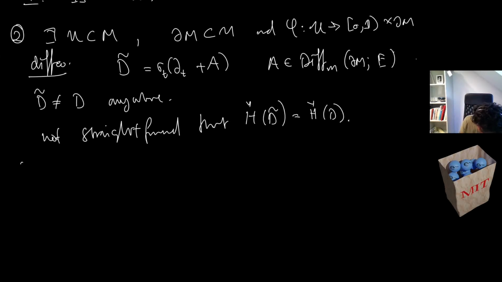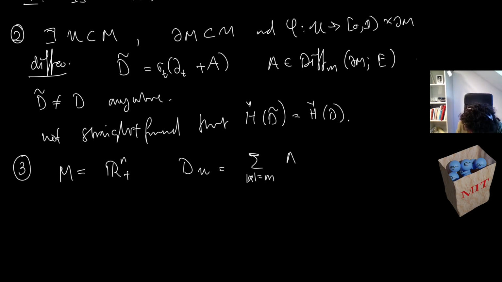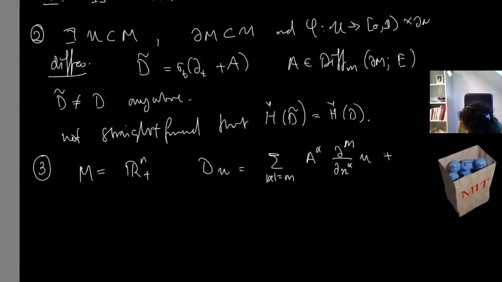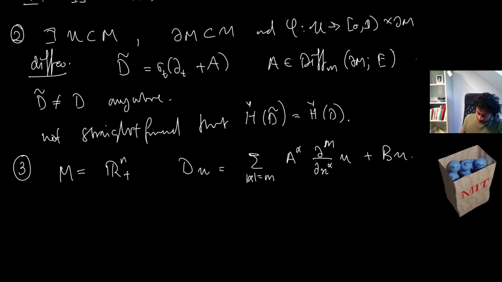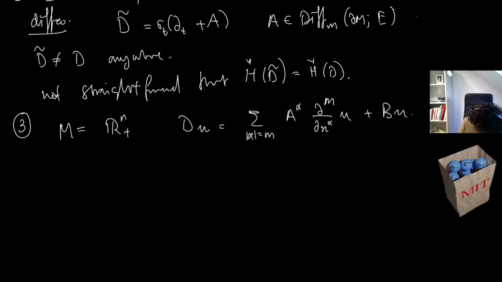I don't want to spend too much time on this. A concrete example might be as follows. Suppose that M is the half space, and we have maybe an operator which looks like the sum over |alpha| equal to m of A alpha d^m/dx^alpha of u, plus now some lower order term B of u. The model operator, or the canonical operator we might want to consider in this situation, might be just this operator here.